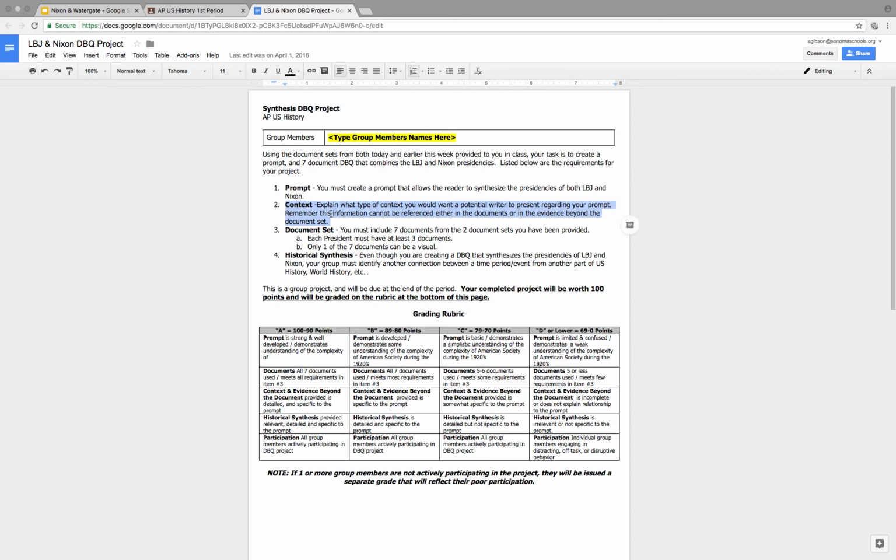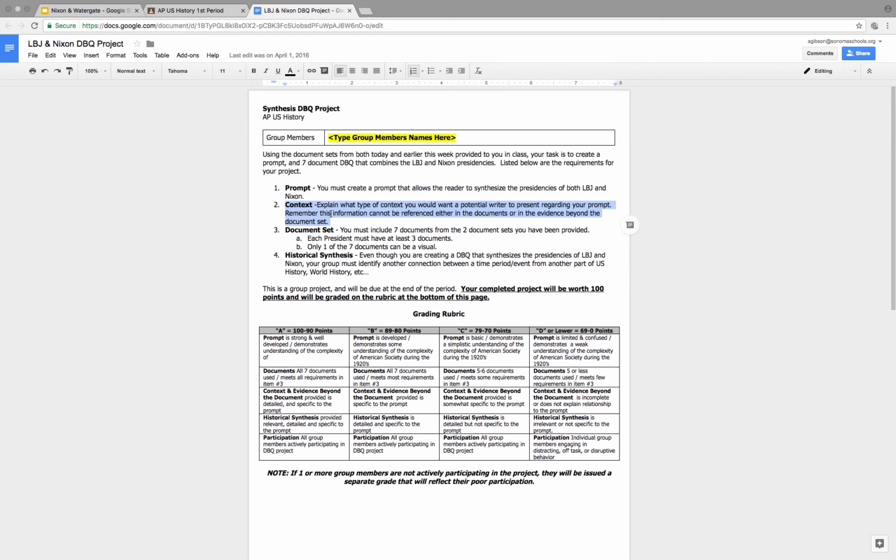In terms of the 7 documents that you pick from the 2 sets that have been provided, you have to make sure first that each president has at least 3 documents. So 3 from LBJ, 3 from Nixon. Then you'll have an additional document, so you'll either have 4 Nixon and 3 LBJ, or 4 LBJ and 3 Nixon. And only one of the 7 that you pick can be a visual. There are 2 pretty powerful political cartoons in both sets by famous political cartoonist Herb Block. Both would be great choices, but remember, only one of the 7 documents can be a visual.